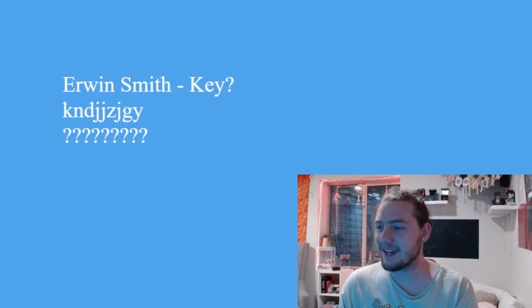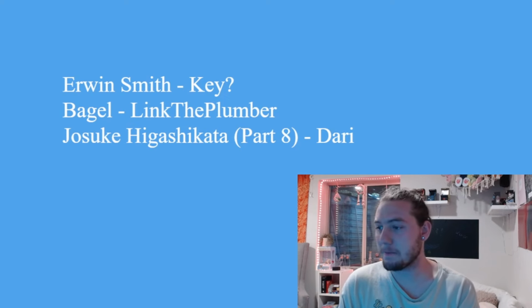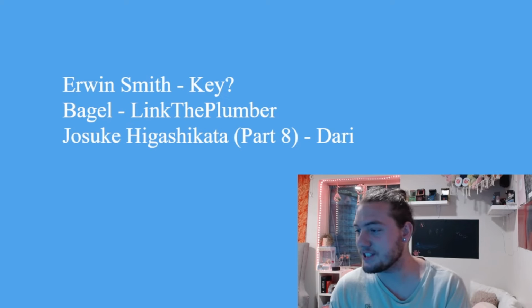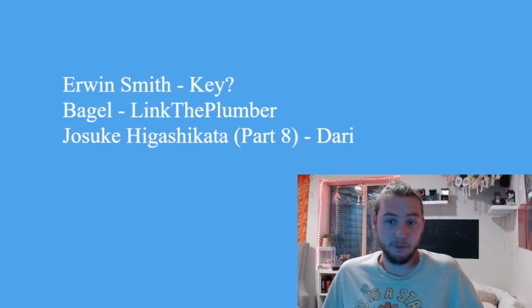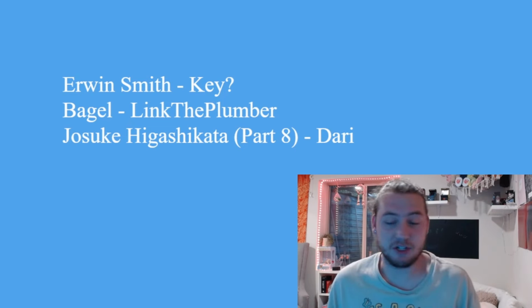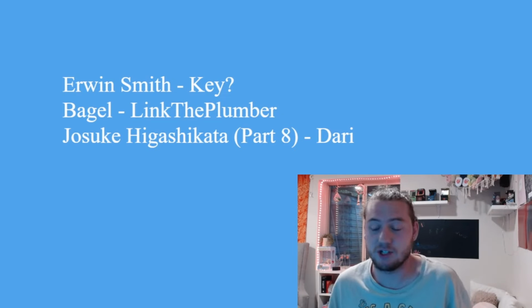Let's see what we get today. In the first corner, we get Erwin Smith from Key, a bagel from Link the Plumber, and Jasukigashikata Part 8 from Dari. We had a lot of suggestions this past week. Join our Discord, link in the description, if you want to add suggestions.